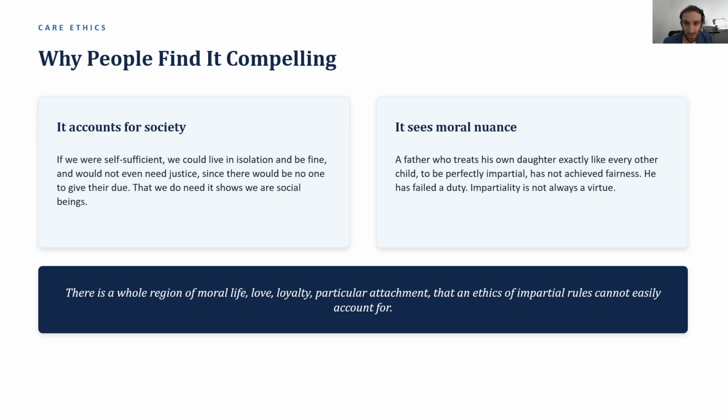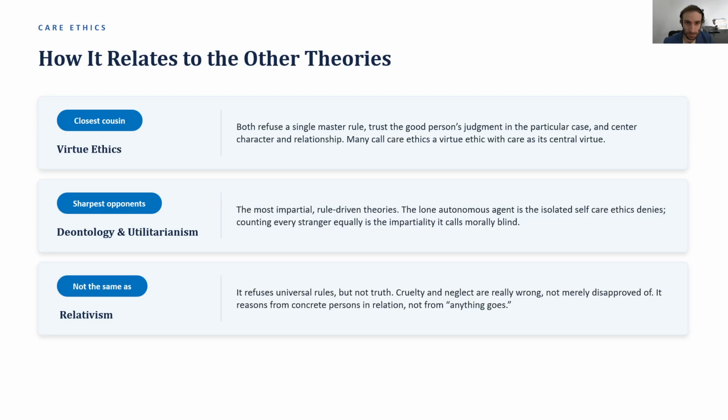Secondly, care ethics wants us to see the nuance of ethics, of how not everything is either black or white. Let's take impartiality as an example. We tend to think that if we are just, we shouldn't play favorites. But we have to ask, is that true? Let's take an example. So let's picture a father who announces that in order to be perfectly fair, he will treat his own daughter exactly as he treats every other child on earth, with no special care or attention. We would not admire that father. We would not call him a model of fairness. We think something has gone wrong with him, in fact. The relationship between parent and child creates a special obligation that his impartiality breaks. What this reveals is that there is a whole region of the moral life, a region of love, loyalty, and particular attachment that an ethics of impartial rules cannot easily account for.